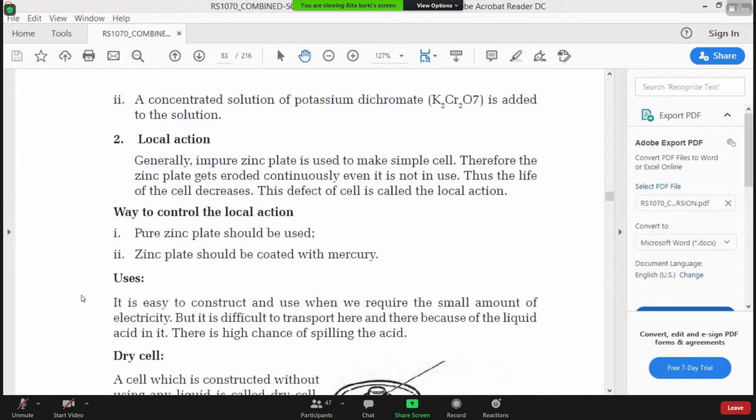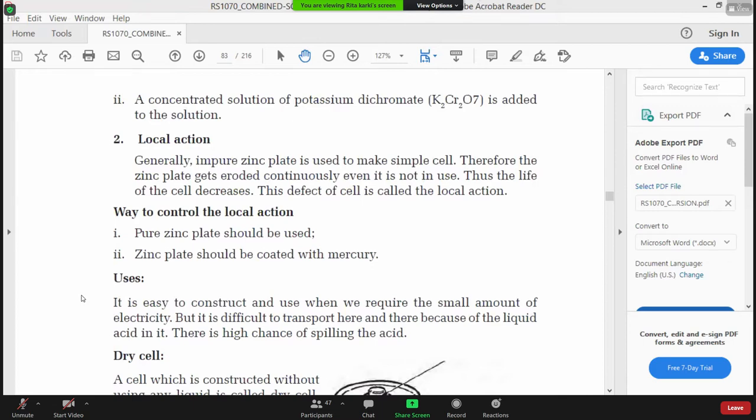Local action is set up between the zinc and the impurities present within the electrode. That means within the zinc electrode itself, a number of chemical reactions may take place, which is regarded as local action, or a local current is developed on the zinc plate itself. Because of this, the zinc plate will get eroded easily.